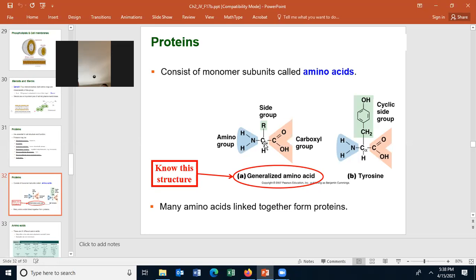And then bound to that central carbon is a fourth group that we call the R group, and the R group can vary for each amino acid. So humans have 20 different amino acids, and that means we have 20 different R groups, one for each different amino acid. For tyrosine, the R group is shown here, and you add that for the amino acid tyrosine.